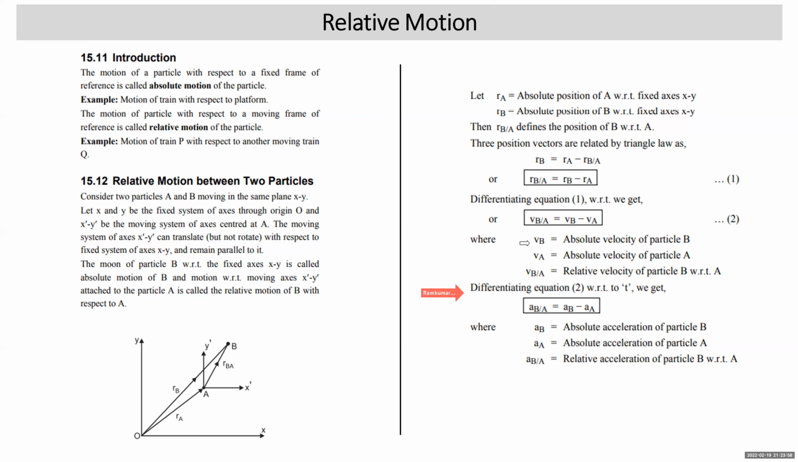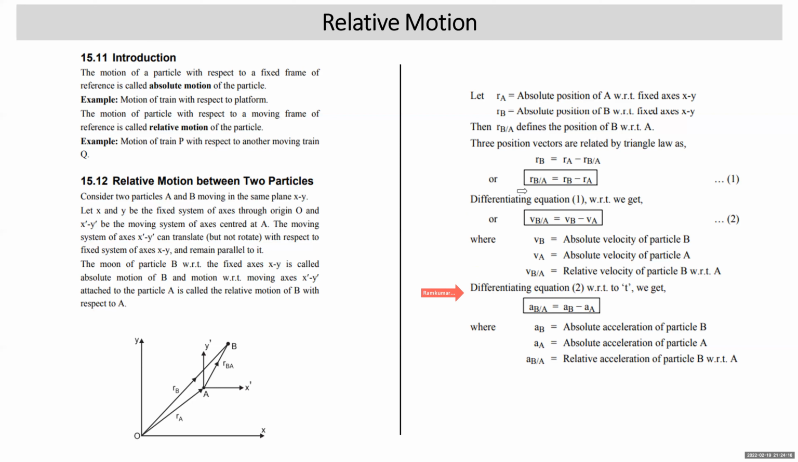Differentiate this expression 2 with respect to t, and you get the acceleration of B with respect to A is equal to AB minus AA. AB is the absolute acceleration of B, AA is the absolute acceleration of A, and ABA is the relative acceleration of particle B with respect to A. So you will use these expressions.